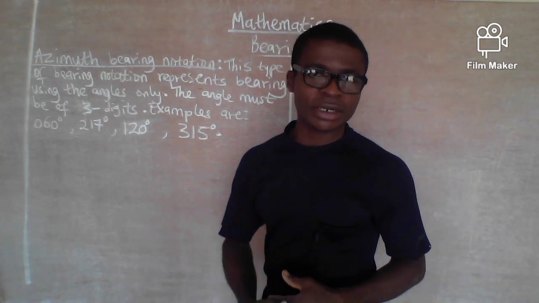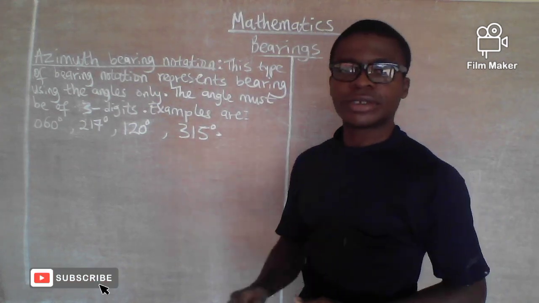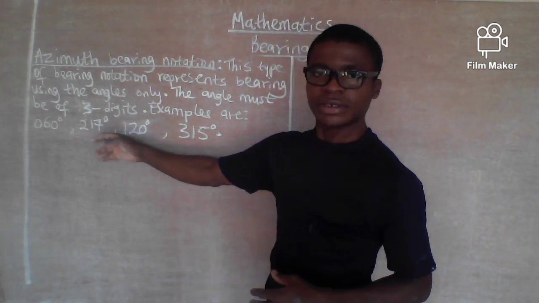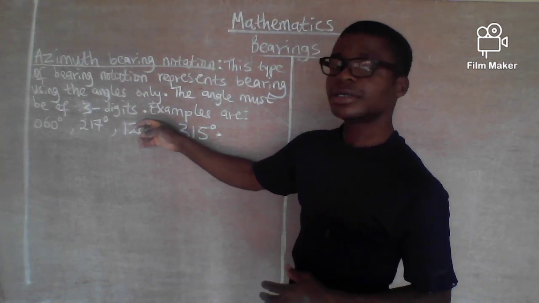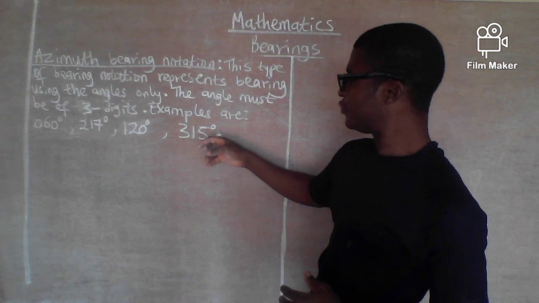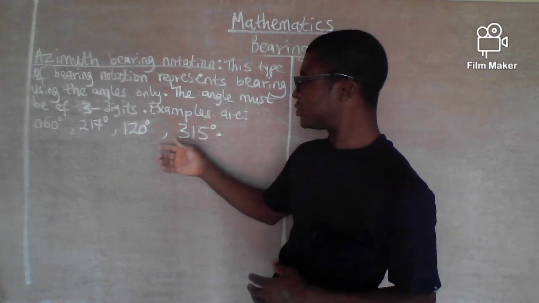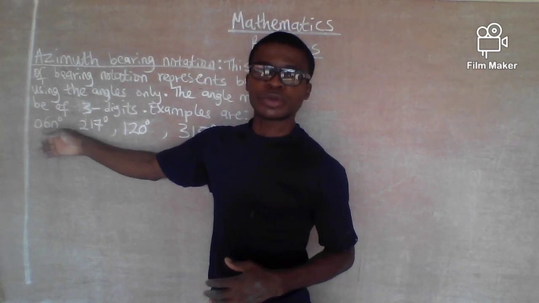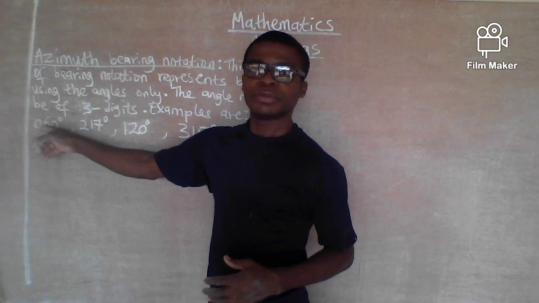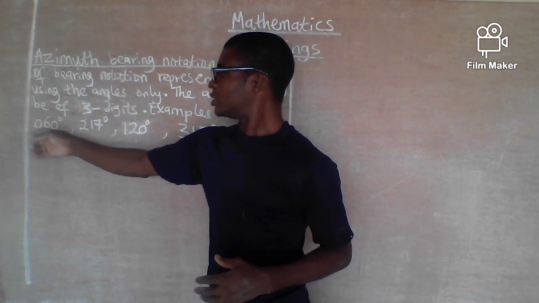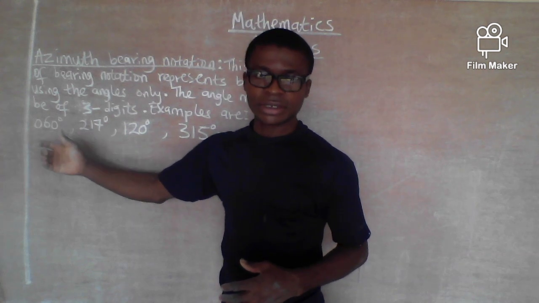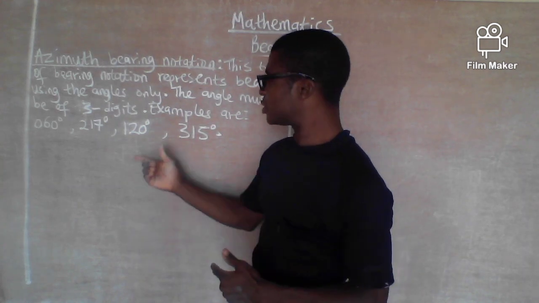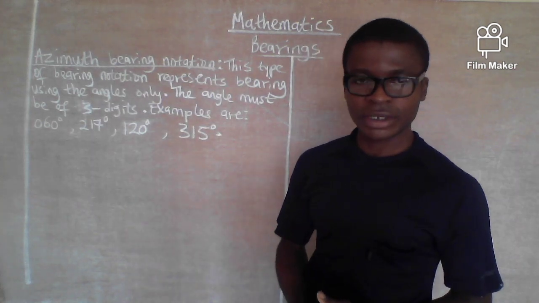Examples of azimuth bearing notations are 060 degrees, 217 degrees, 120 degrees, 315 degrees. I told you the angle must be of 3 digits. So where the angle is not up to 3 digits, add 0 before the angle. For this one, it is 060 degrees. If the angle is 40 degrees, then it will be 040 degrees because the angle must be of 3 digits.